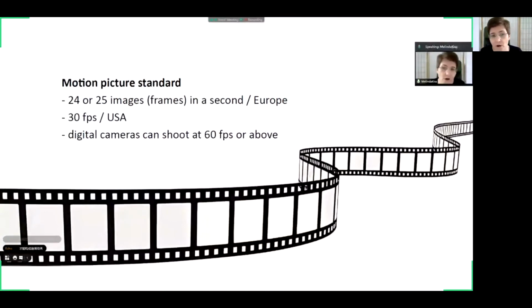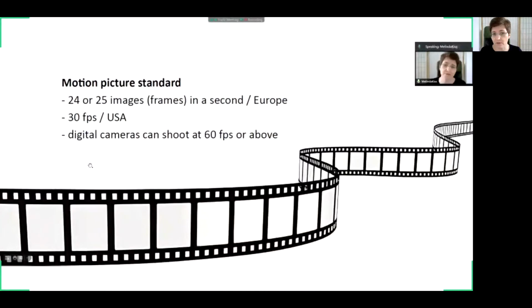Actually, the 24 is more a cinema standard. That's generally the same all over the world. The 25 is a standard for television broadcasting, but for example, in the USA, this standard is 30 FPS. FPS is the abbreviation of frames per second.